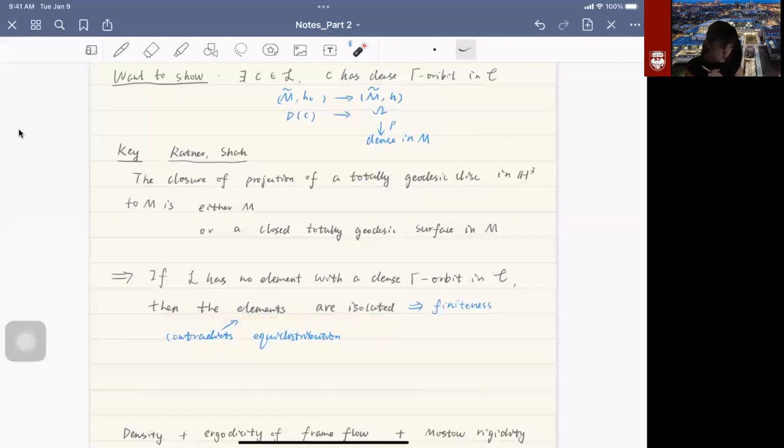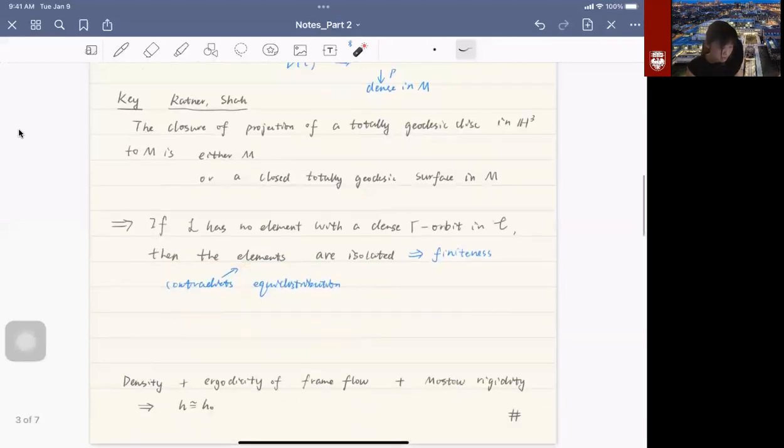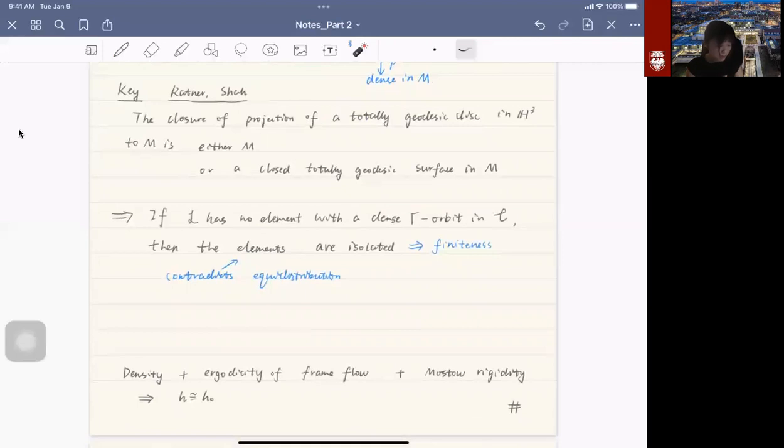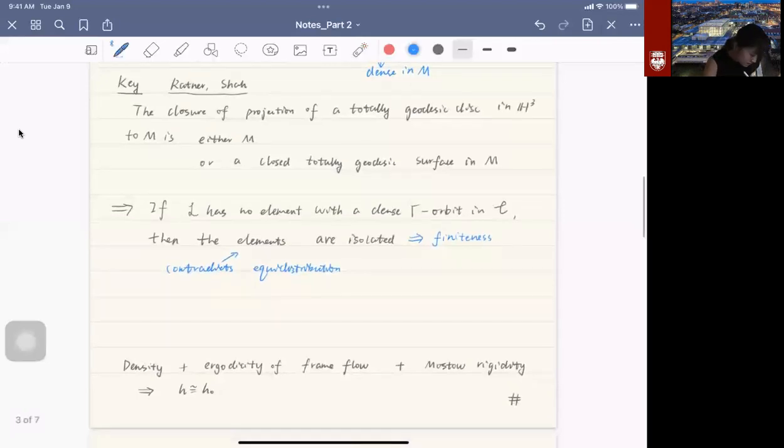And that actually contradicts the equidistribution property, because when the surface is equidistributed, we can show that for any compact subset K in H3, we can always find an element C in L such that it determines a total geodesic disk D of C asymptotic to C, and that intersects the set K. This is non-empty.